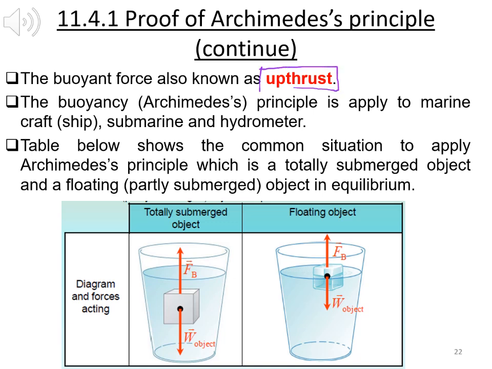Archimedes' principle is applied to marine craft, ships, submarines and hydrometers. The table below shows the common situations to apply Archimedes' principle, which are a totally submerged object and a floating, partly submerged object in equilibrium.